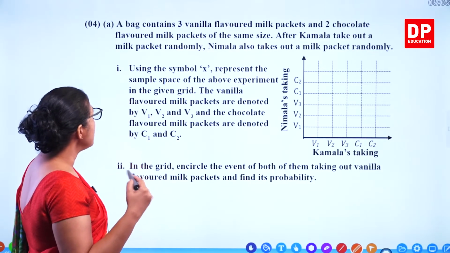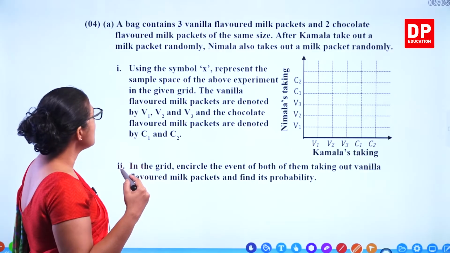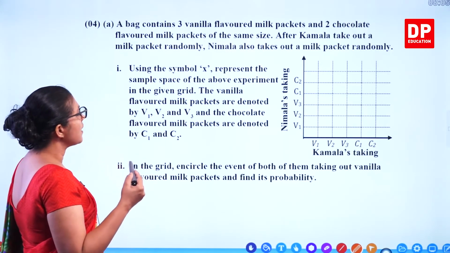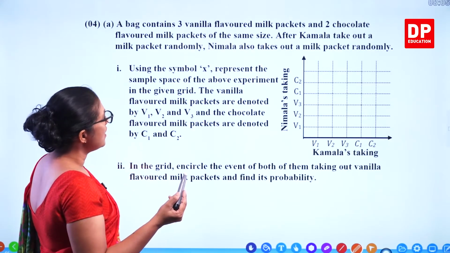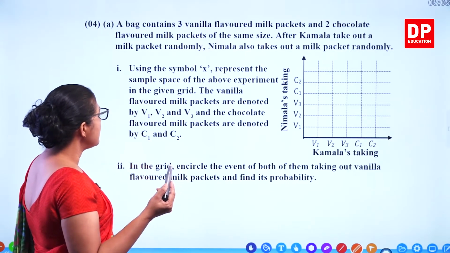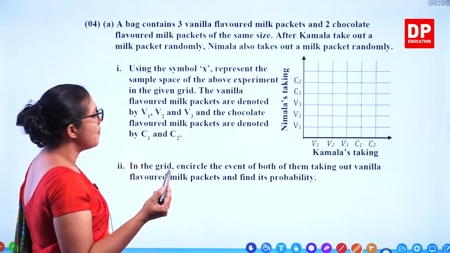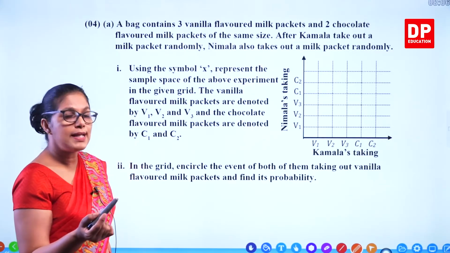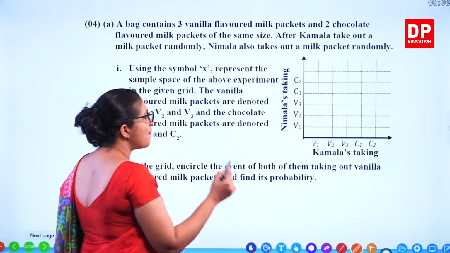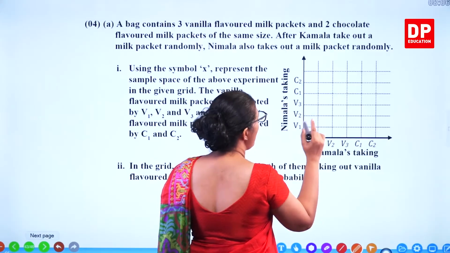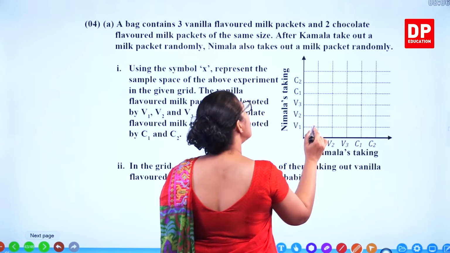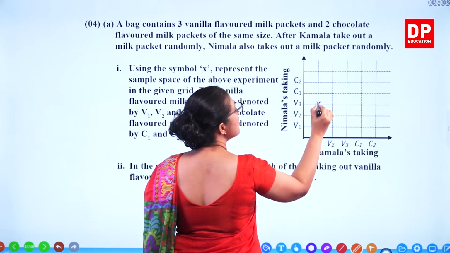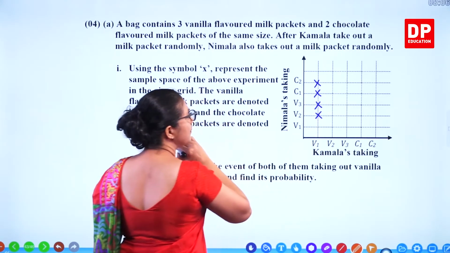The vanilla flavored milk packets are denoted by V1, V2, V3, and the chocolate flavored milk packets are denoted by C1 and C2. In the grid, encircle the event of both of them taking out vanilla flavored milk packets and find its probability. So if Kamala is taking vanilla packet 1, Nimala can't take the same thing because not replacing. So these possibilities are okay.